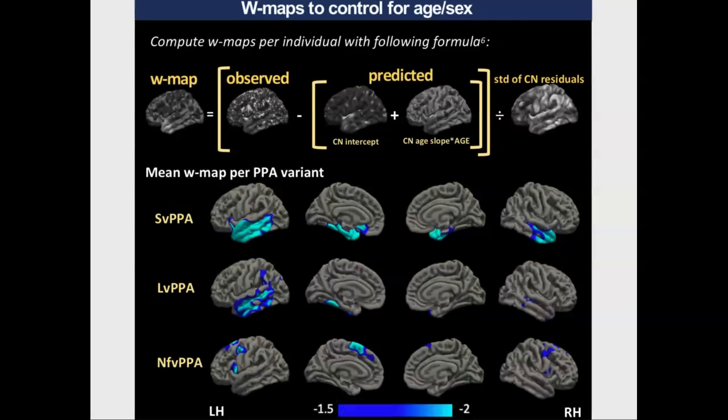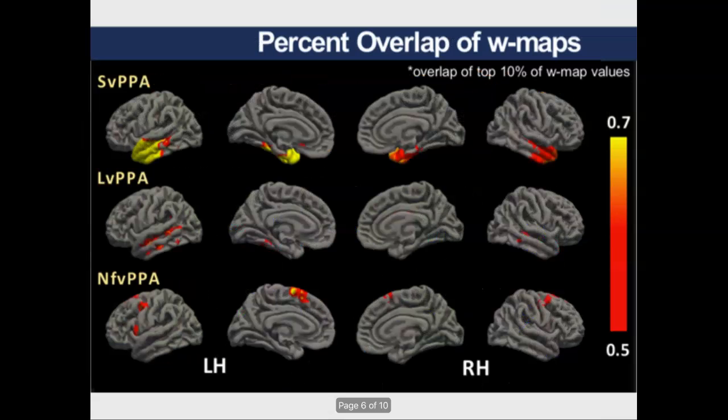To identify group atrophy signatures, we computed W-maps to control for age and sex for each individual in the PPA cohort. Please refer to the formula provided to get a sense of how these values were computed on the surface maps. Represented below are the mean W-maps per PPA group. As you can see, the semantic group shows the highest magnitude, suggesting either more atrophy across the semantic patients or more group homogeneity in terms of atrophy location.